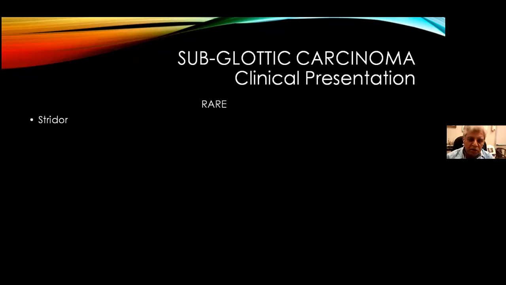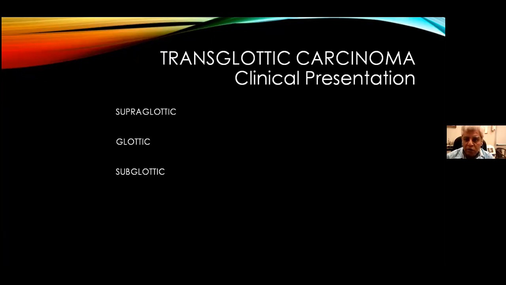But remember, if a patient comes with stridor and hoarseness, don't think it is subglottic carcinoma. Most of the time, it has already involved all parts of the larynx. Very, very rarely, a patient will have some very mild stridor with a small tumor arising from the subglottic area. Subglottic carcinoma per se is very rare. It's usually an extension from glottic or supraglottic carcinoma. Transglottic carcinoma is when it involves all three parts, and most patients, if they come late, have involved all three parts of the larynx by the time they present to us.